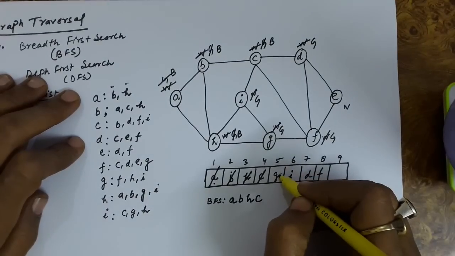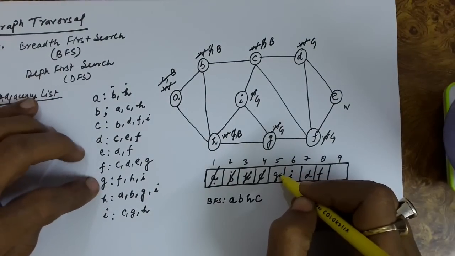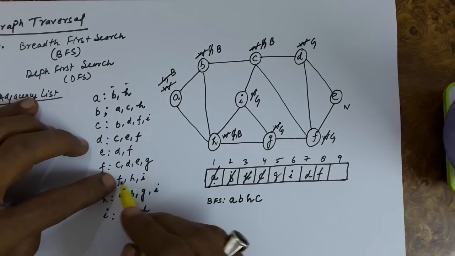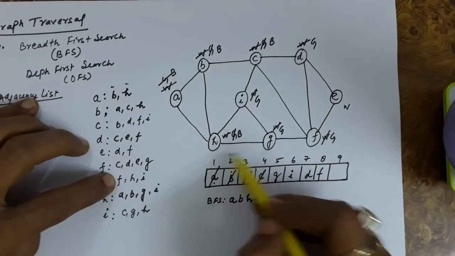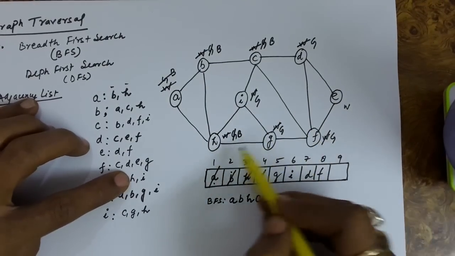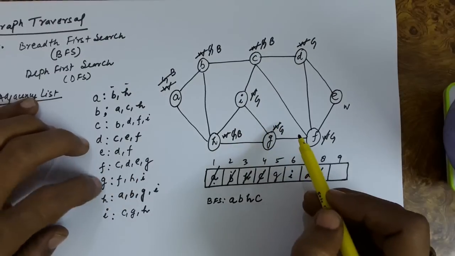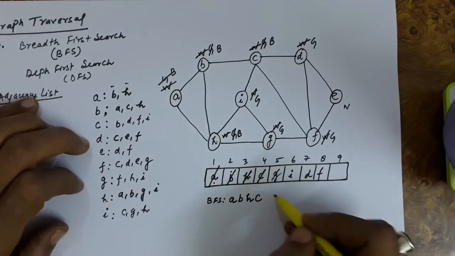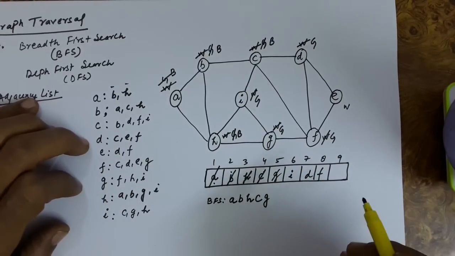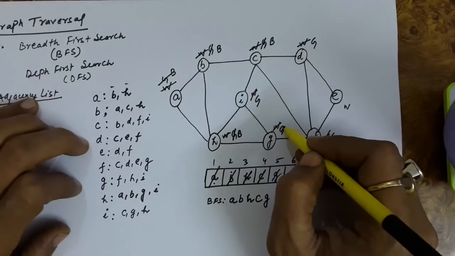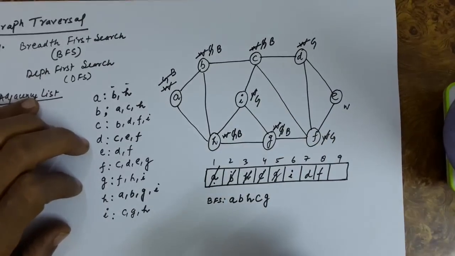Next we have G. See all the connections from G. F is of gray color, H is of black color, I is of gray color, so we cannot add any of these three vertices. So delete G, add it in the BFS sequence and make its color as black.